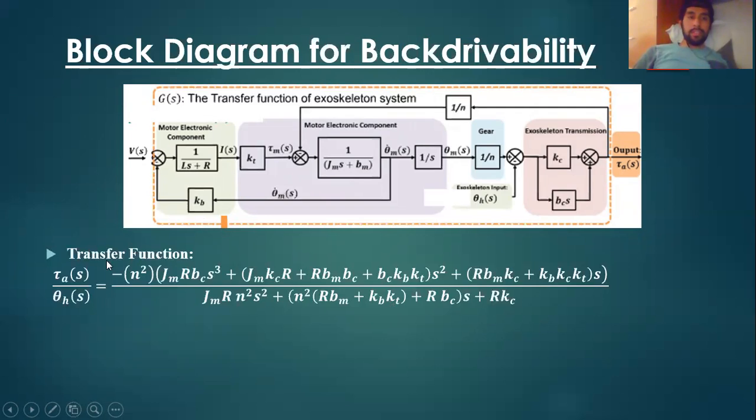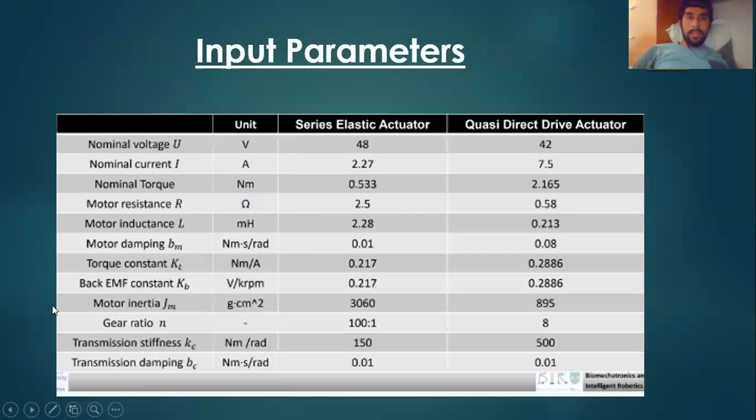As you can see through the transfer function below, it will consist of the torque output divided by the leg position or delta H. To run this simulation, I inputted these types of parameters. As you can see, each actuator consists of different parameters.